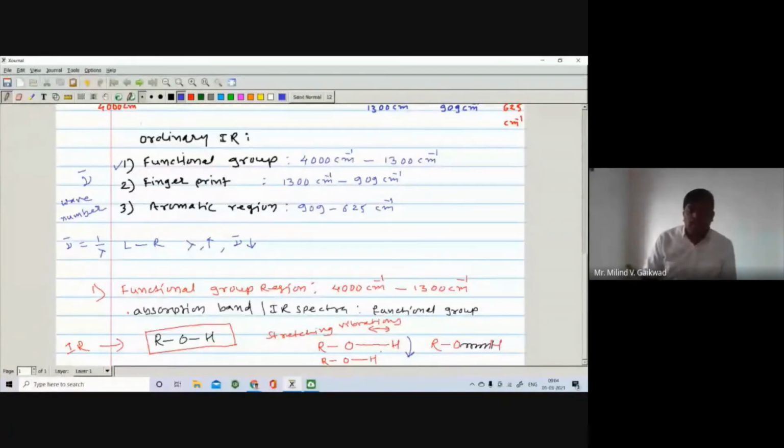Suppose you move this OH bond. Here we can move it in the plane, below or above, right? At the same time, the OH bond can move out of plane, meaning it will move below the board or above the board. So here it is just like a bending. It is a bending vibration.